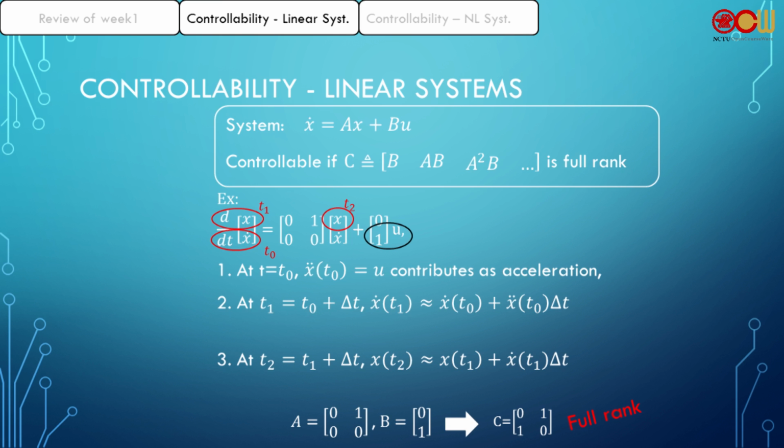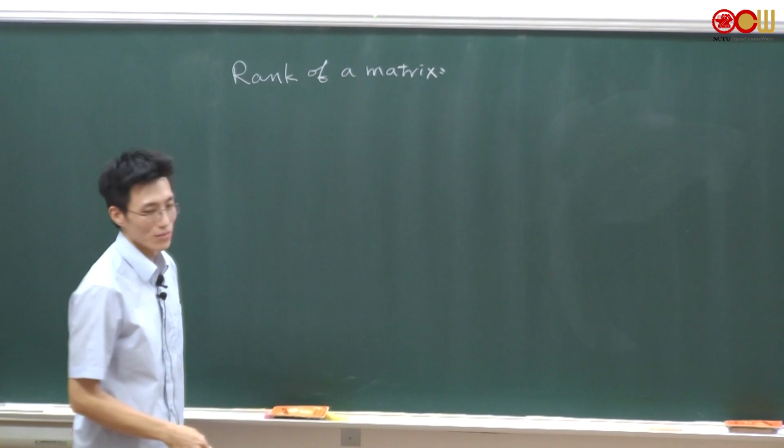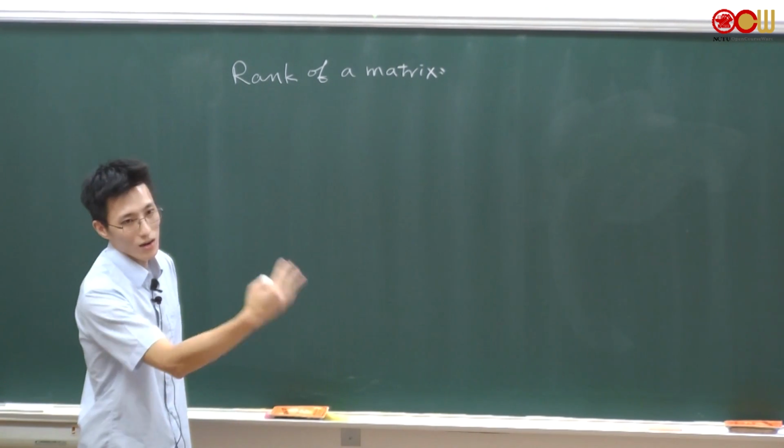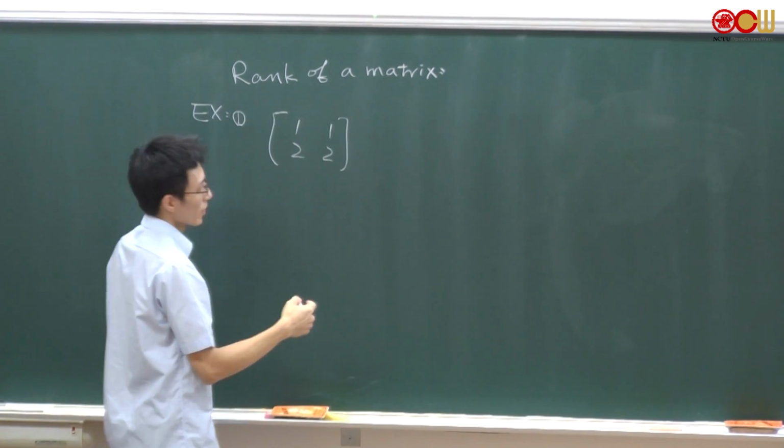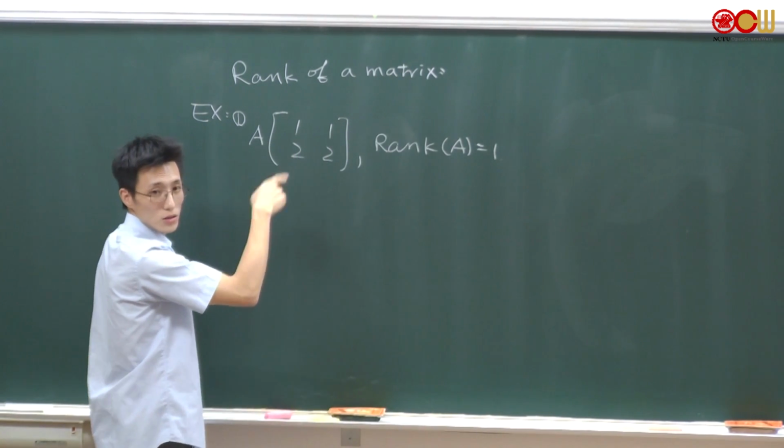Last time we talked about the controllability for linear systems. Let me start from here. What is the rank of a matrix? The rank of a matrix means how many independent columns it has. Like, what's the rank of this matrix? 1. Because there's only one linearly independent column or row.